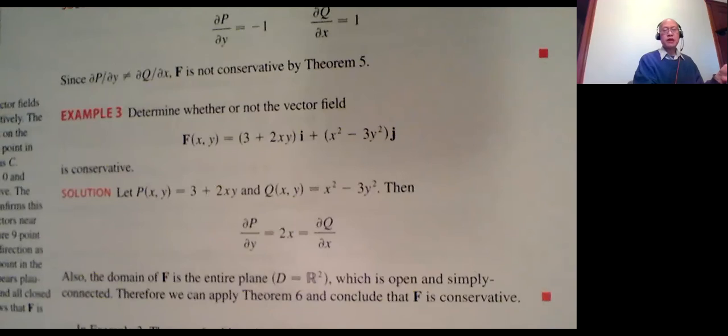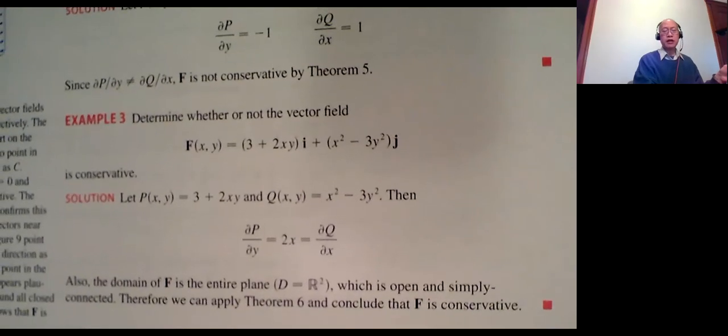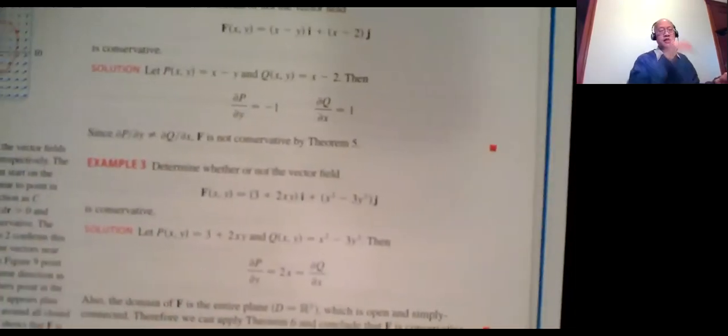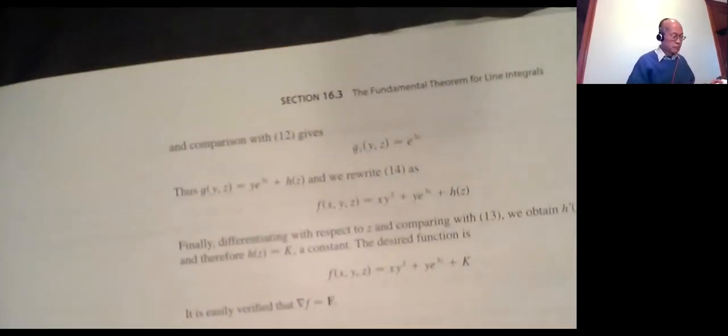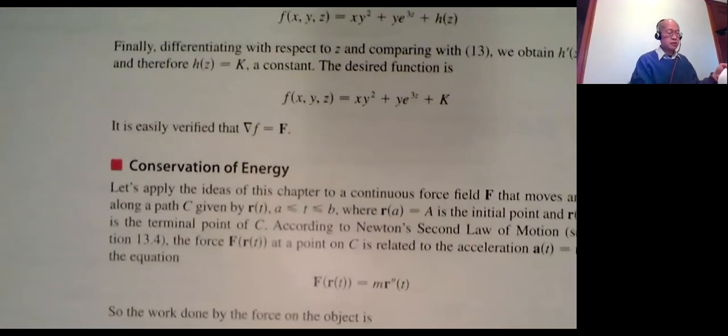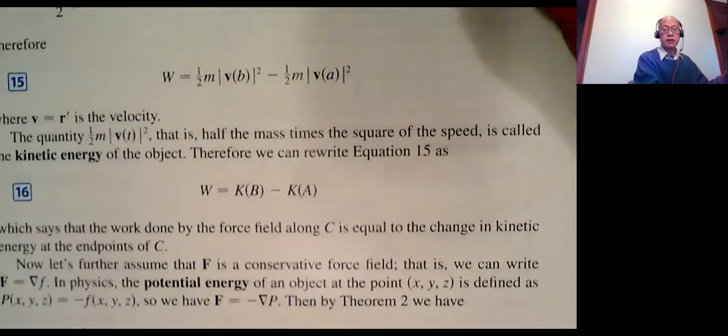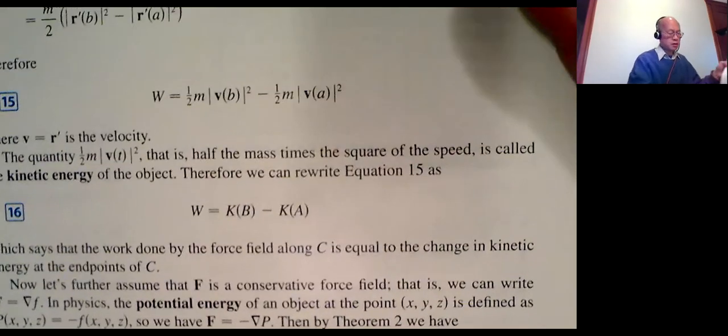Okay, now it's a little bit of work to actually find that anti-gradient, but it's a lot of differentiating, anti-differentiating. You just kind of get the algorithm, then you know what to do. All right, and they talk a little bit about conservation of energy. So this is useful: conservation of energy, conservation of potential energy, perhaps.